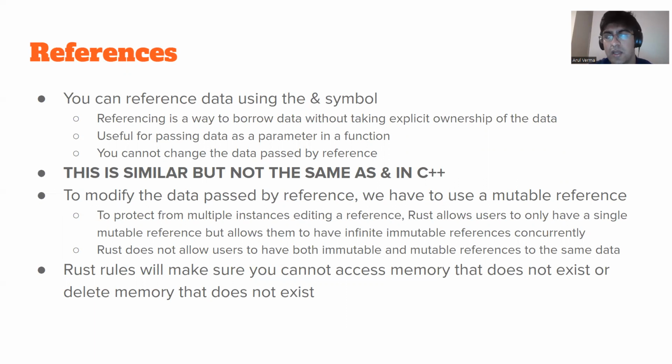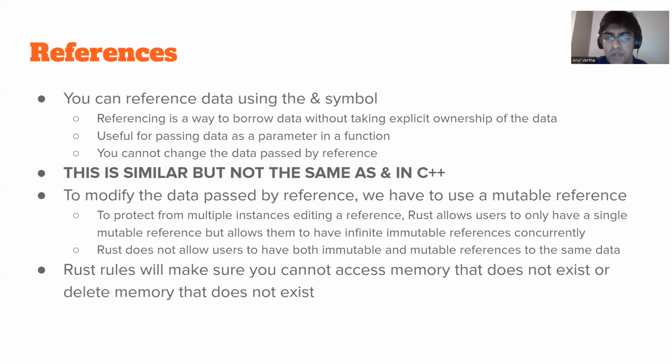And this is an important concept. Data passed by a reference can be either mutable or immutable. There are two types of references. And Rust only allows users to have a single mutable reference at any time, or you can have an infinite number of immutable references at any time. You cannot have both a mutable and an immutable reference at the same time. And you have to think about how Rust protects memory to understand why this is true.